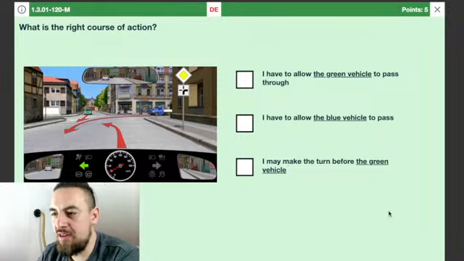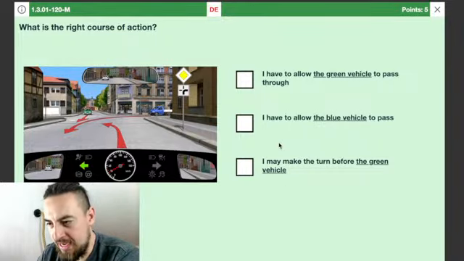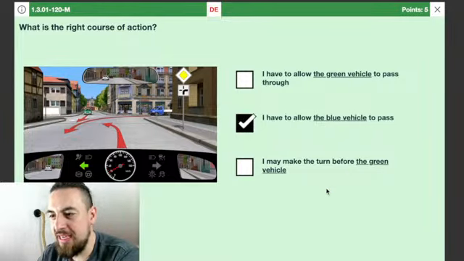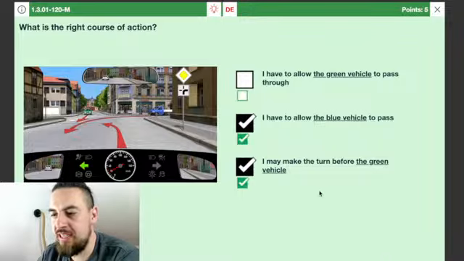I have to allow the green vehicle to pass through. No. I have to allow the blue vehicle to pass through. Yes. And I make the turn before the green vehicle is correct too. Let's solve it. You're right, Arslan.